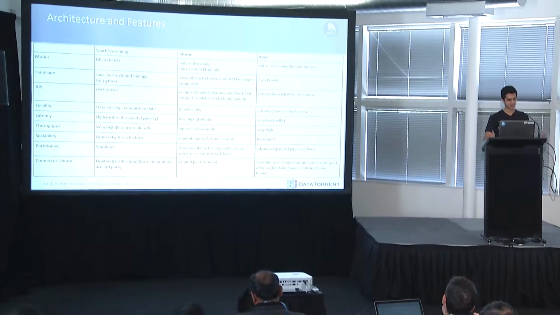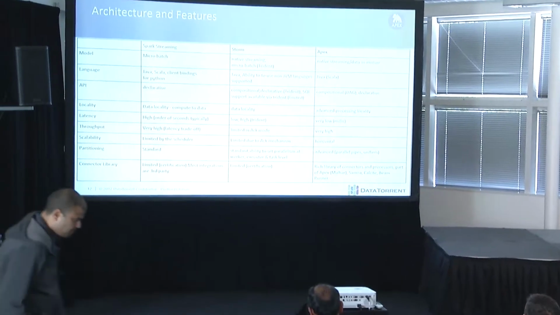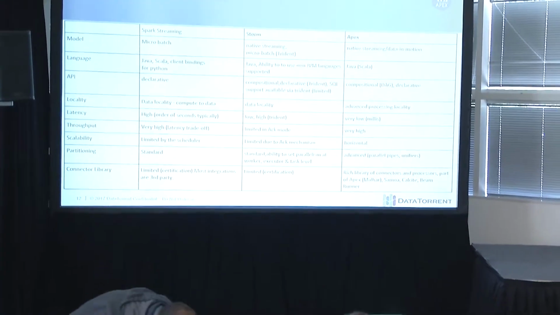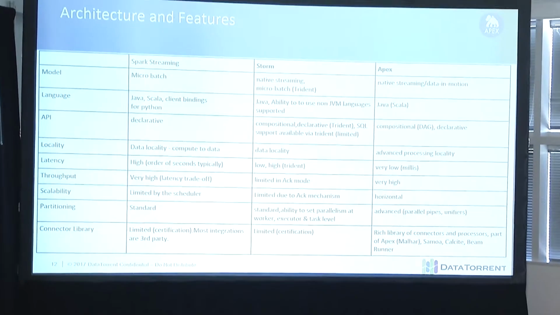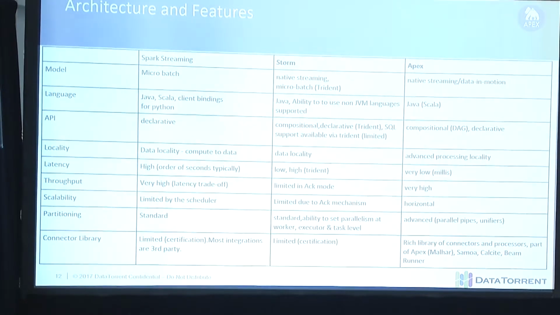So as you can see, the chart is quite big, and it goes 2 pages. So I'll take my best pass at it. All right. In terms of the architecture and features, the data processing model that's used by Spark Streaming is micro-batch, like I explained in the previous slide. Storm does support native streaming.